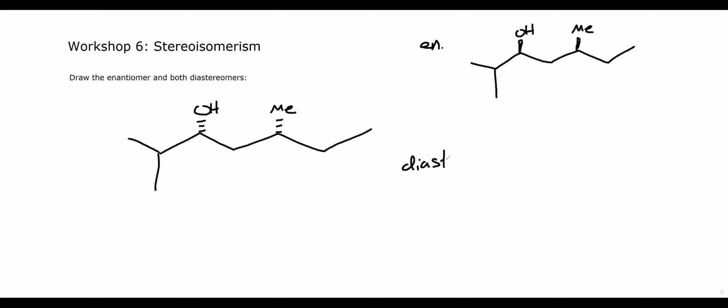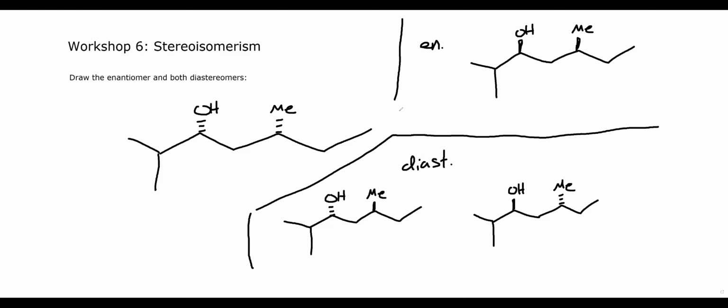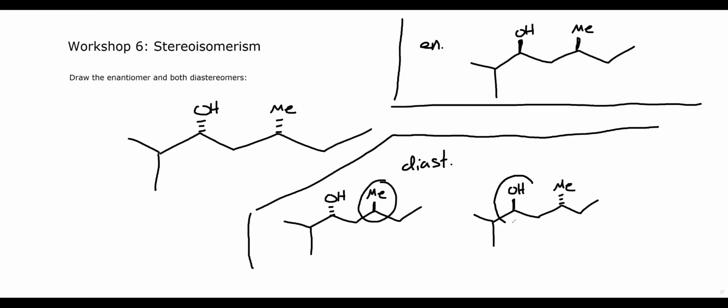And the diastereomers, we're going to simply change one of the 2 groups. So let's keep the oxygen the same, change the methyl to a wedge, and then do the opposite. Okay, and there's the two diastereomers. Very simple once you understand the gist of things. The enantiomer, just change every single stereocenter, and for the diastereomers, you just change a fraction. So in the first case, I'm just changing the methyl group, and on the second one, I'm just changing the alcohol.